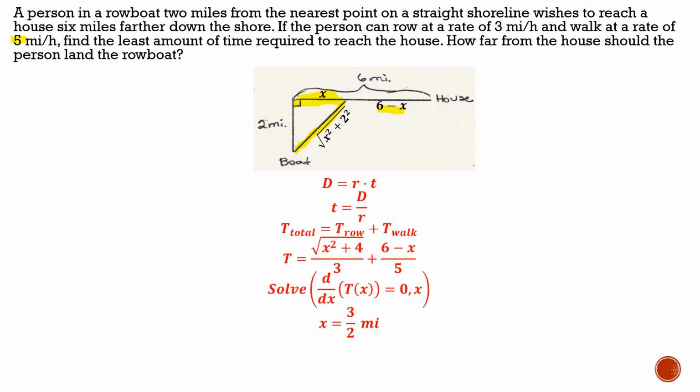Alright, so then they really ask what's the least amount of time. So if I plug that 3 over 2 into my formula, I get 1.733, and that should actually say hours. 1.733 hours for time.